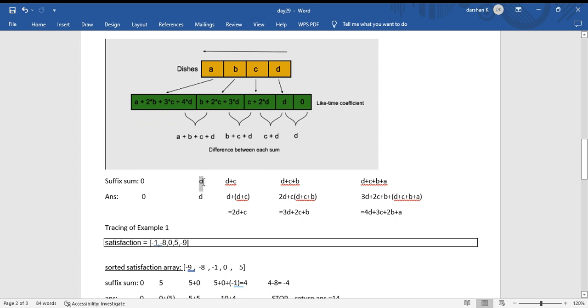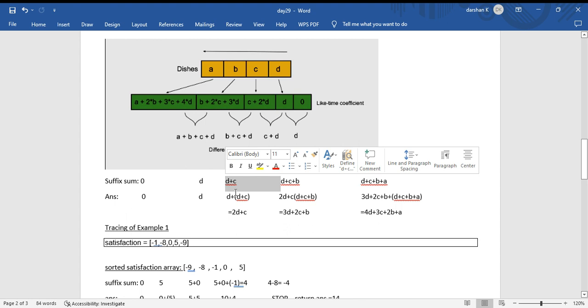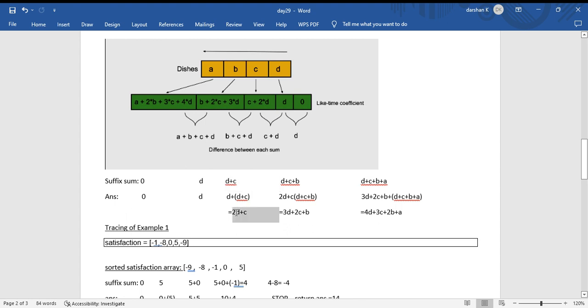Initially, both are 0. Then the first value that comes is D, right? Add the D to the answer. Now, the next value that comes is C. C will be added to the D. Okay, it becomes D plus C. But this together should be added to the previous answer. That means D is the existing answer. Add the suffix value now to it. D plus C will be added to it. Okay, what it becomes? 2D plus C.